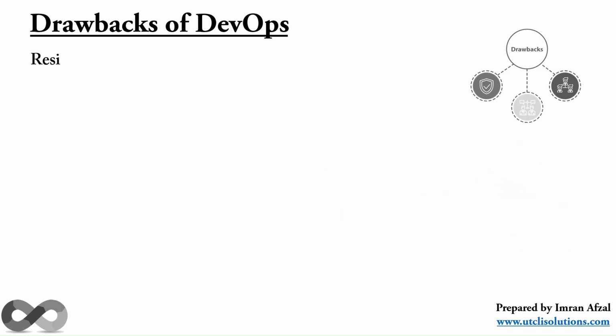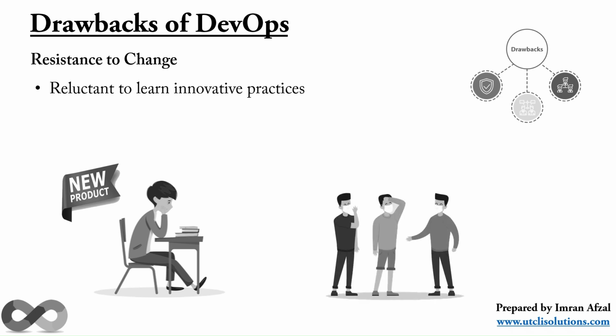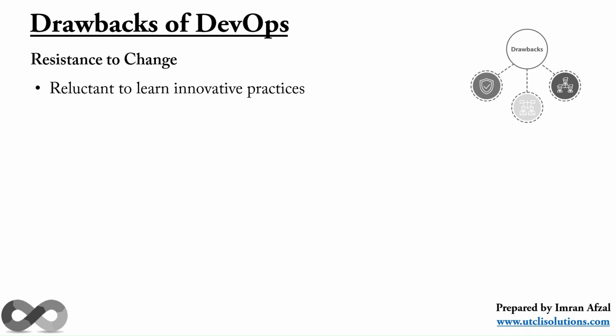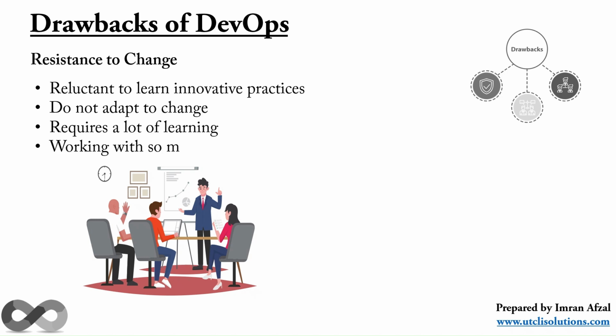Then resistance to change. Some team members are reluctant to learn innovative practices, especially when they are newly introduced. Just like we were uncomfortable wearing a mask at the beginning of COVID-19, remember? Many IT professionals who have been working in IT for a long time do not adapt to change so quickly. And of course, getting into DevOps requires a lot of learning and working with so many different tools.